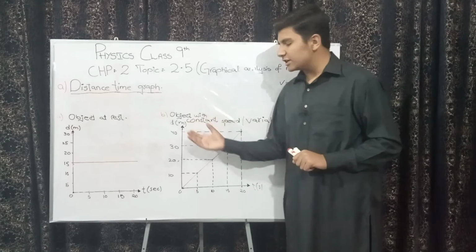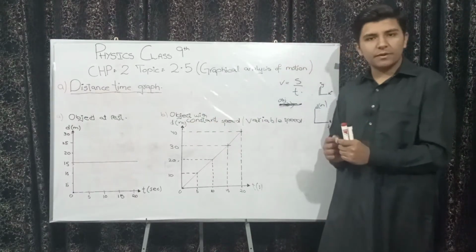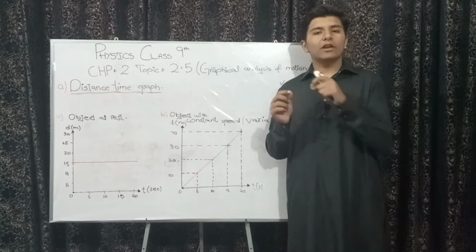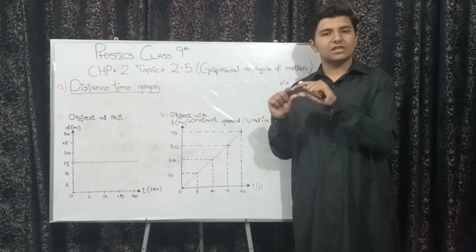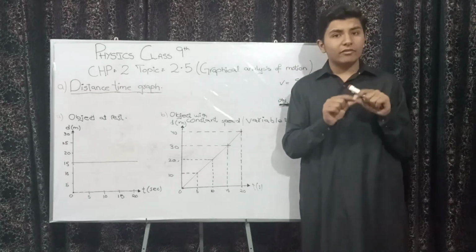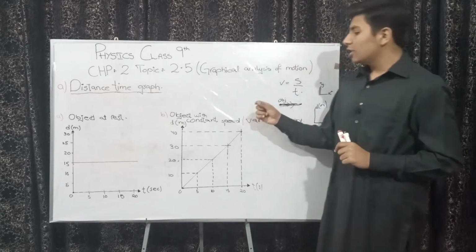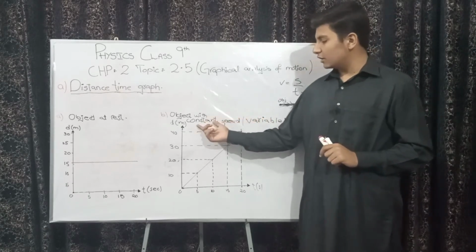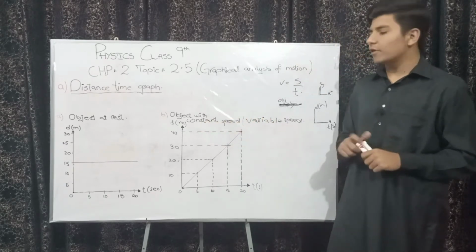The second one is when the object moves with a constant speed. Constant speed, uniform speed. What does it mean? When an object covers equal distance in equal intervals of time, however short the interval may be, then the object is said to possess constant speed or uniform speed.